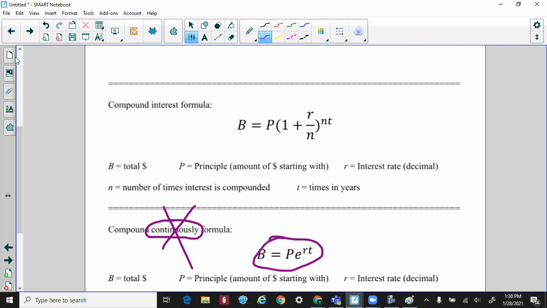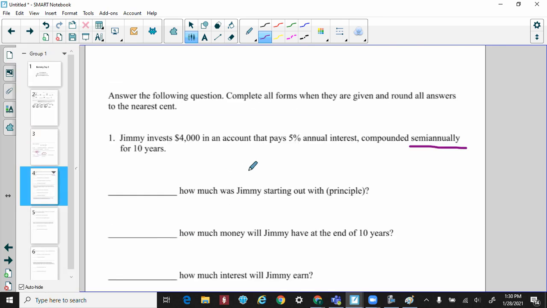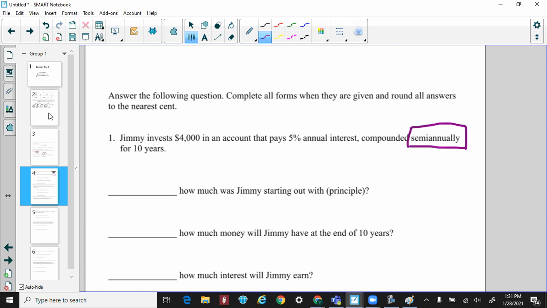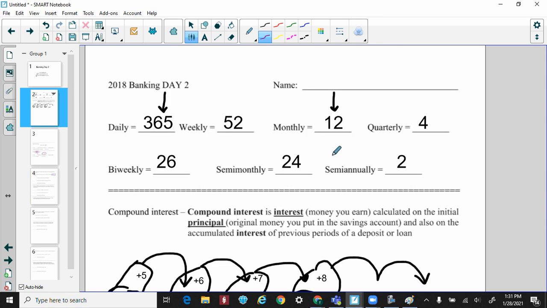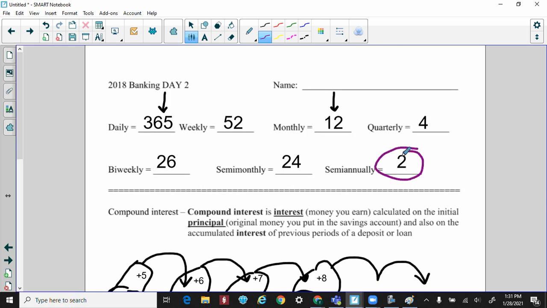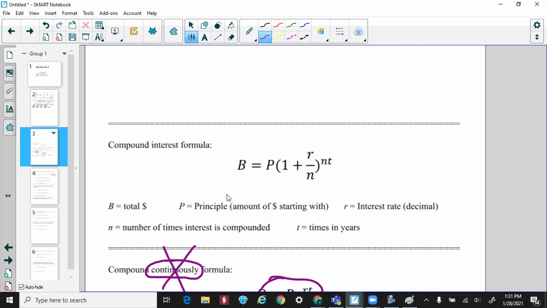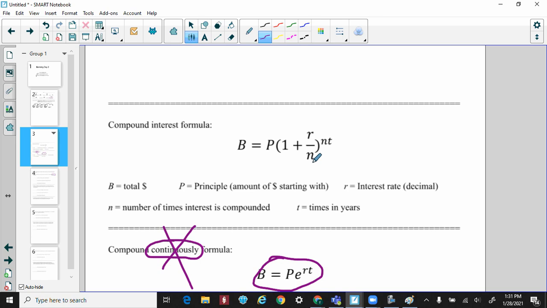The reason why I underlined and now boxed semi-annually is because that is what we're going to need to use. Let's go back to our numbers here. Semi-annually, look at that. That means 2. So I'm going to use 2 in this formula. Now you might be asking, where would I be using it? That's where the n is. See right here?